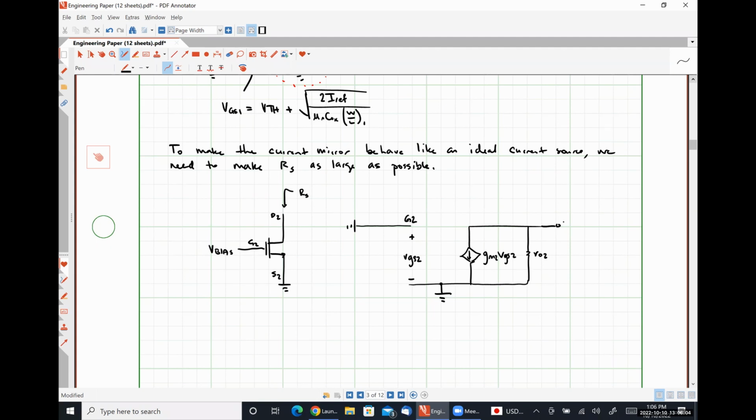And over here, I'm going to apply a test source, and the ratio of my test voltage to my test current is the source resistance that this transistor provides.